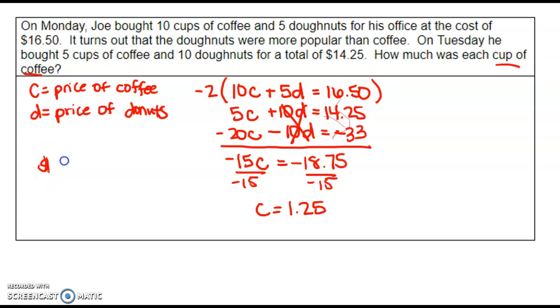So I will say $1.25 per cup of coffee. This lag is really getting me.